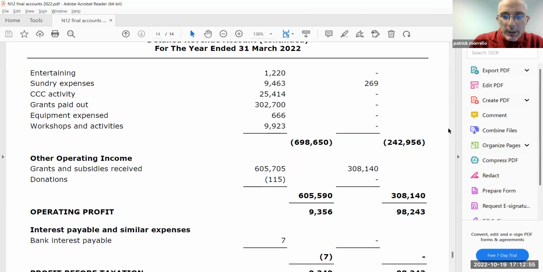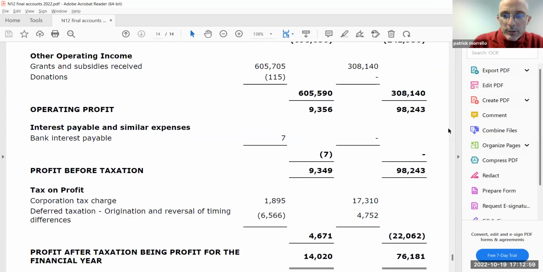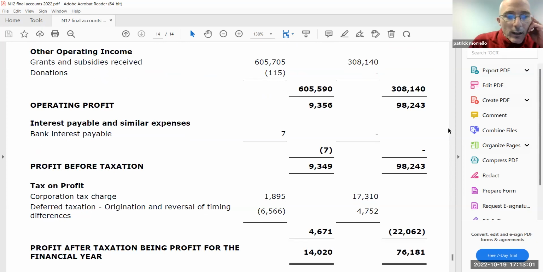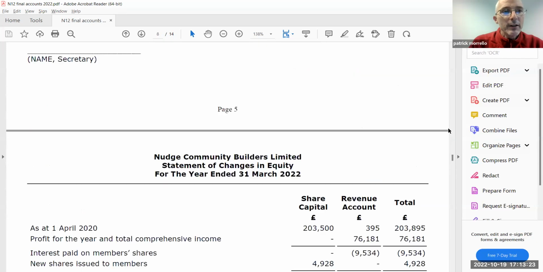So if you go down to the bottom here, you can see that there's a small profit there of £9,000. Some tax adjustments to do with deferred tax, which is complicated, so I won't go into it, means there's a tax credit of 4,600 and profit after tax of 14,000. So a surplus, which is good news. So that's the detailed revenue account, or detailed profit and loss account, as it's normally known.